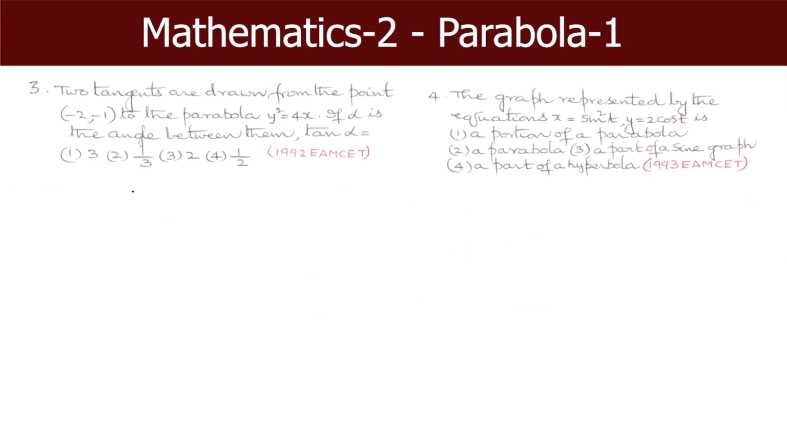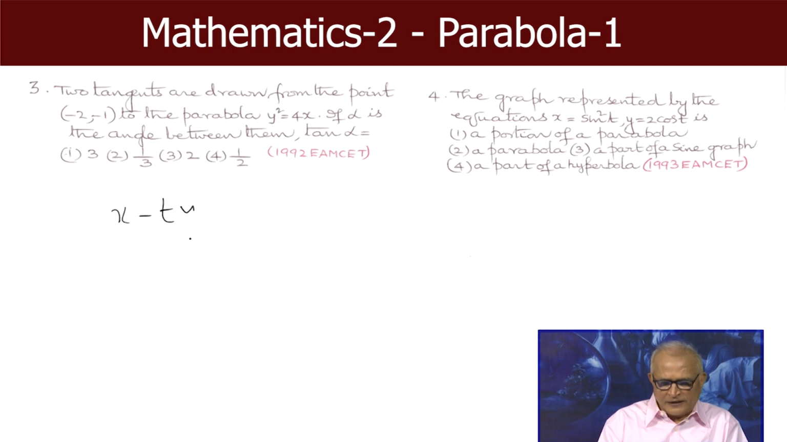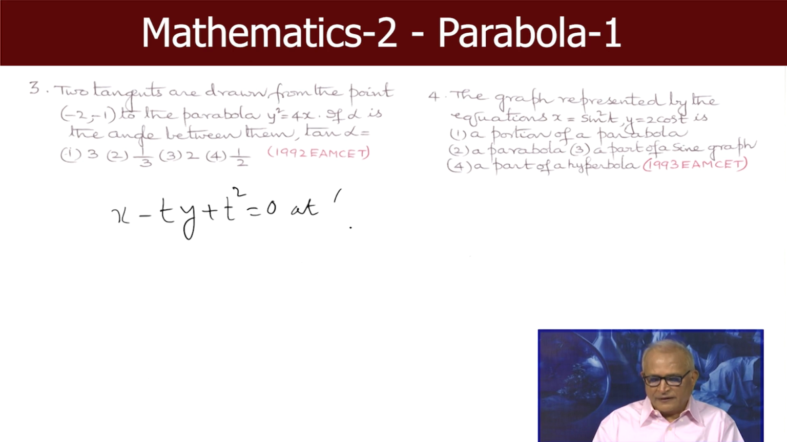Okay, first of all, a tangent equation to y^2 = 4ax, a = 1 here: x - ty + at^2 = 0 + t^2. This is a tangent to the parabola at the point t. Tangent at t means at (at^2, 2at), (t^2, 2t).